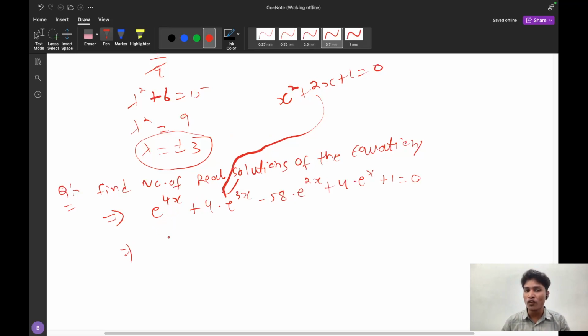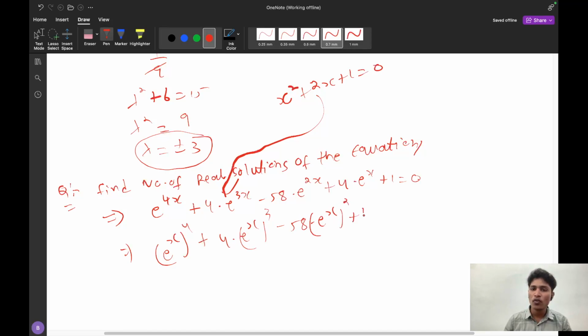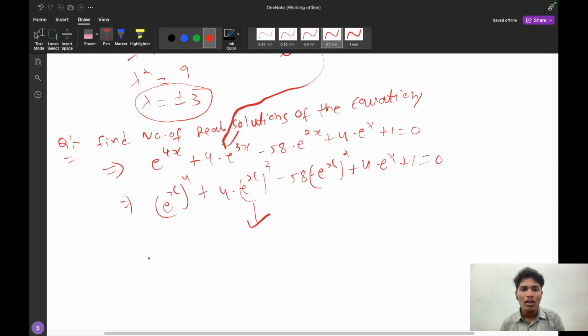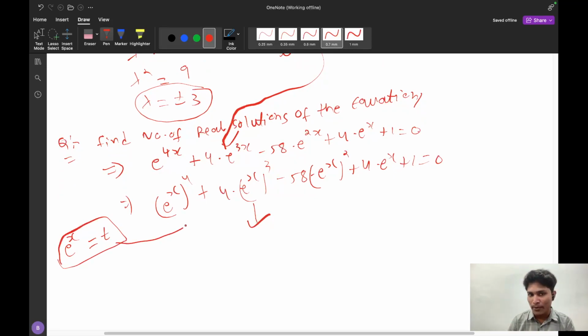I can write e power 4x as e power x whole power 4. I can write e power 3x as e power x whole power 3, minus 58 into e power x whole square, plus 4 into e power x plus 1. In order to simplify the question, I will take a substitute value, that is e power x. I am going to take the value as t. If I substitute t for e power x, I get the simplified equation: t power 4 plus 4t cube minus 58t square plus 4t plus 1 is equal to 0.